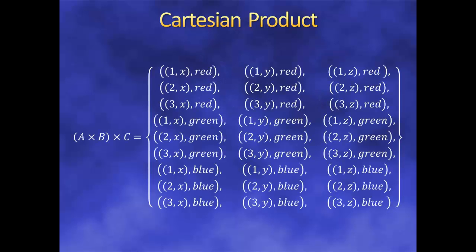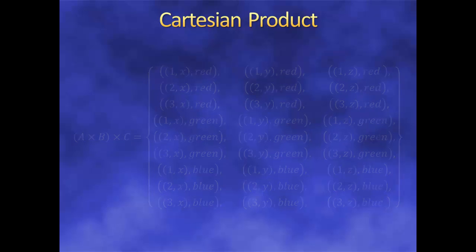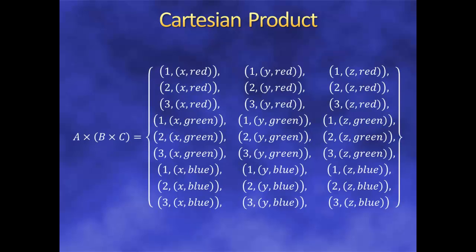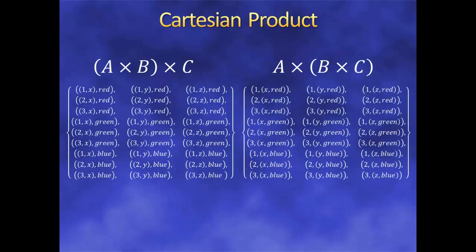Each element would be an ordered pair, for which the first element is itself an ordered pair of elements from A and B, and the second element is from C. But now think about what would happen if we first found B times C, which would also have 9 elements, and then found the product of A and our new B times C. We'd still have a set of 27 ordered pairs. But this time the first element would be from A, and the second element would be an ordered pair of elements from B and C. These sets in the strictest sense are different.